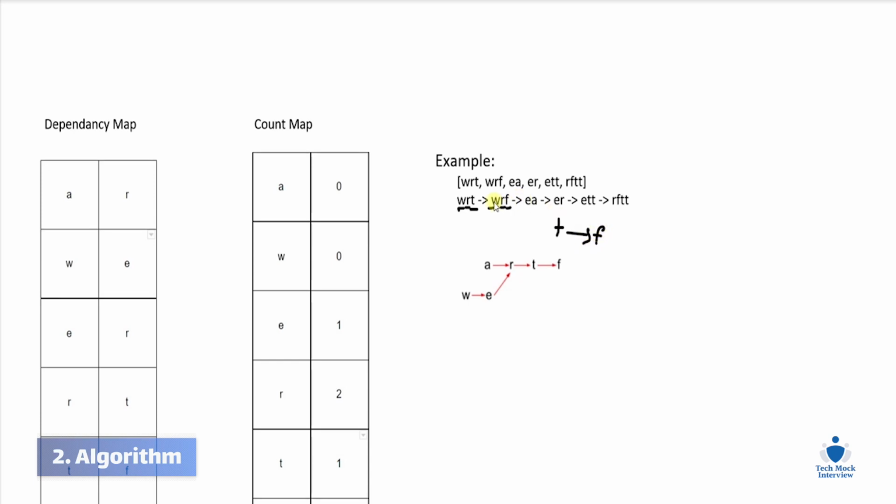Now, let's do that again with WRF and ER. So here we have WRF and ER. Right off the bat, the first letters in each word are different, meaning that W has to come before E. Now, if I want to compare ER and ET, sorry, the E's are the same, so we skip and move on to the second letter, A and R, meaning that A comes before R.